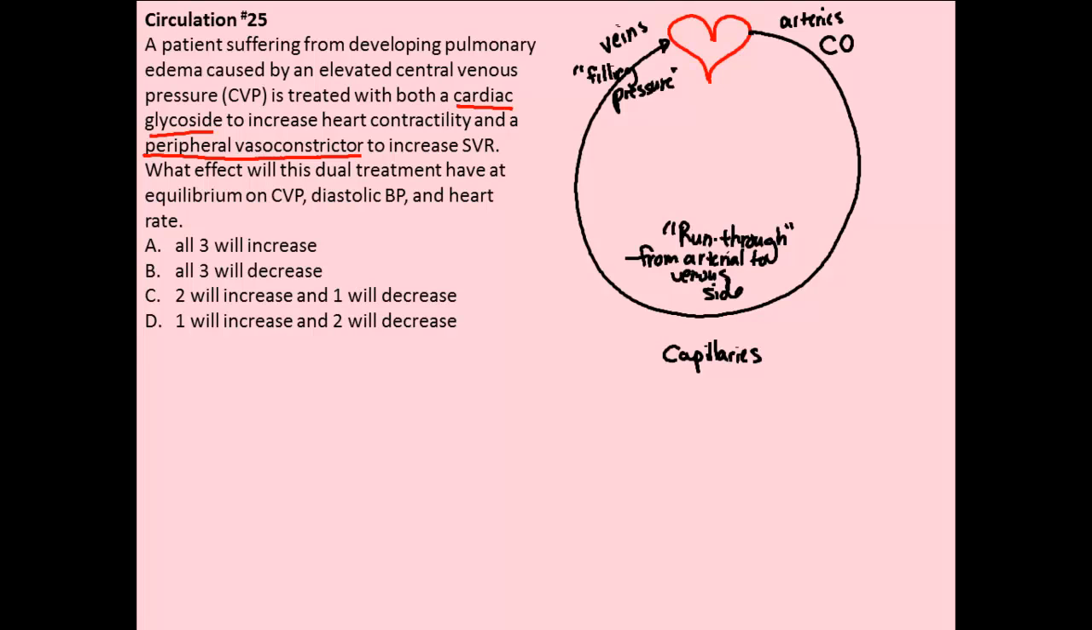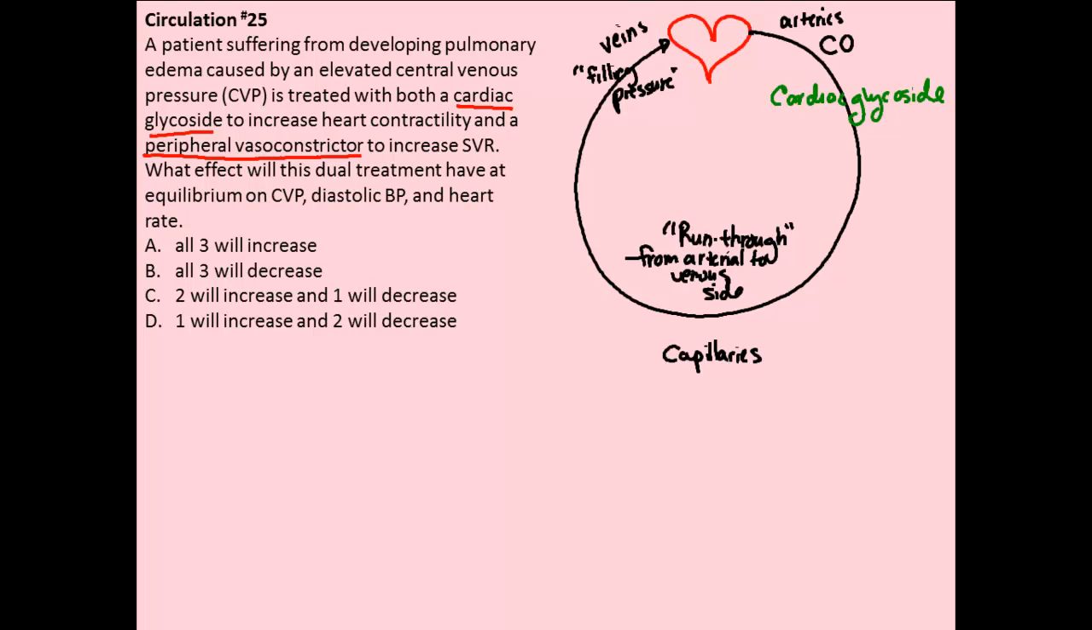So let's start talking about these two different drugs that we're giving and how they would affect each of these factors. The first thing that we're told is that there is a cardiac glycoside that's given, and it's given to us in the stem that it would increase the heart contractility. So in other words, we're increasing the calcium inside those cells and allowing the heart to pump more efficiently.